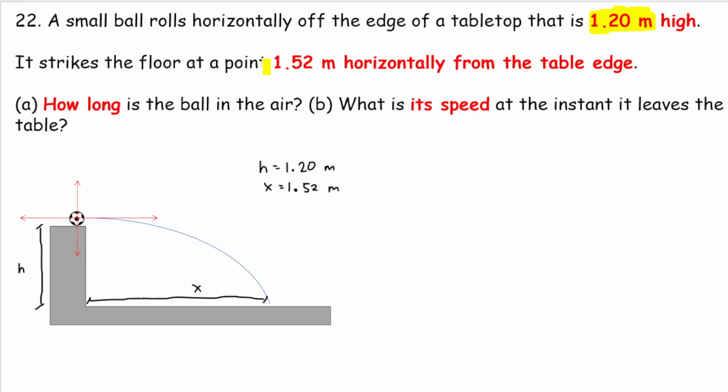Okay, and then what else can we get? We have this one here, a small ball rolls horizontally. So we only have horizontal velocity, right? So we will have V0,x, and this is what we are looking for. And because the ball does not have any vertical velocity, we have V0 in the vertical direction here will be 0 meter per second. And then let's do analysis on the vertical direction.